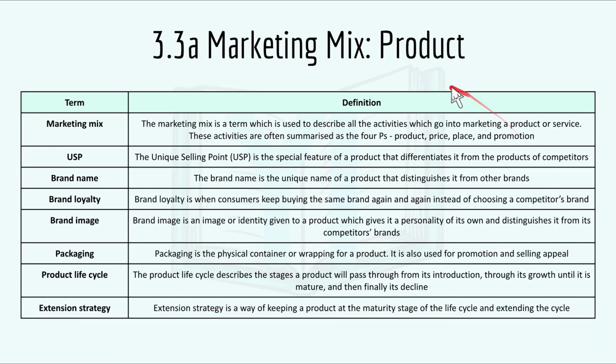Then lastly, here are some definitions for 3.3a marketing mix for a product. Marketing mix is a term used to describe all the activities which go into marketing a product or service. These activities are often summarized as the 4 P's: product, price, place, and promotion. And USP, or the unique selling point, is a special feature of a product that differentiates it from the products of competitors. Brand name is a unique name of a product that distinguishes it from other brands.